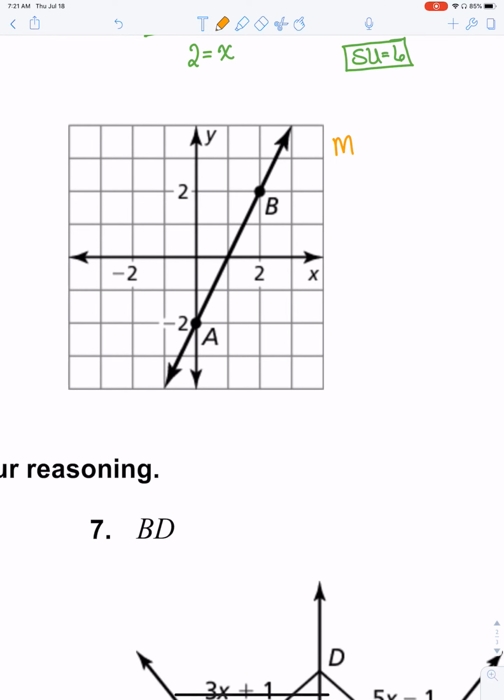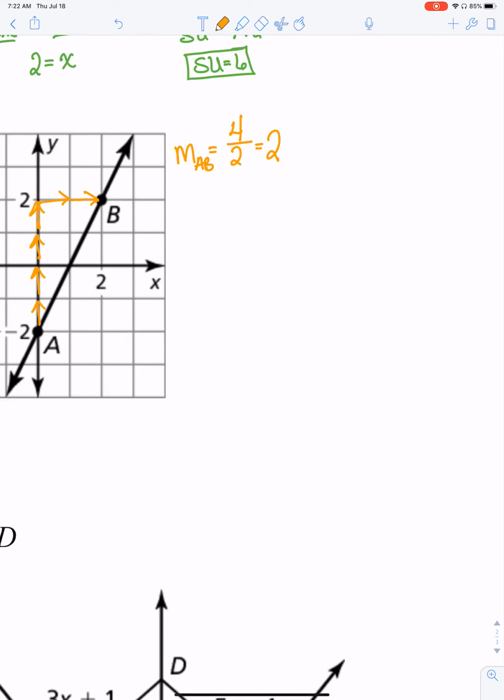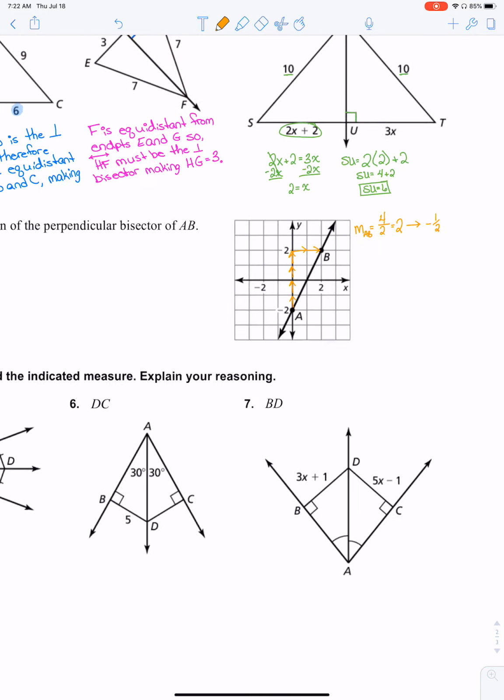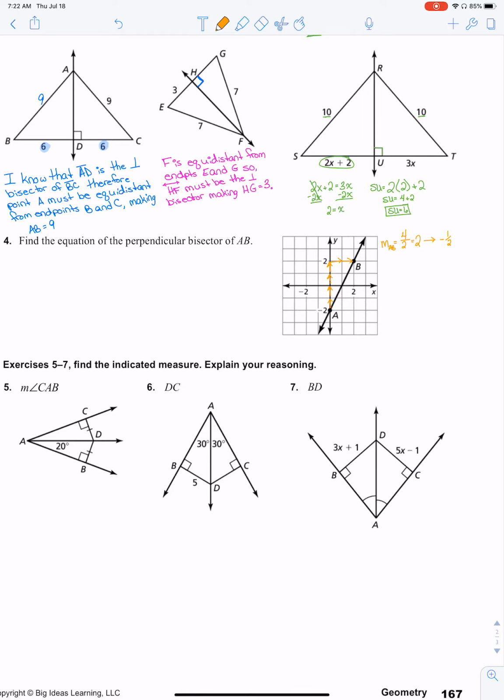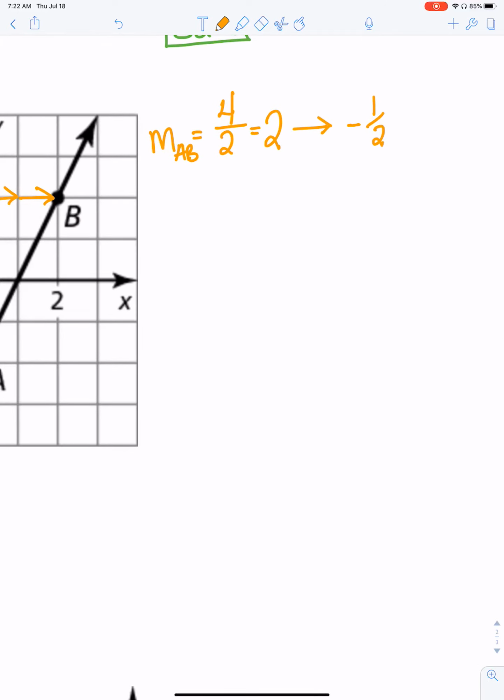The slope of AB. We're going up 1, 2, 3, 4. So our rise is 4 over our run, which is 1, 2. 4 over 2 gives me a slope of positive 2. I need to find the opposite reciprocal of that. So the opposite reciprocal of a slope of 2 gives me a slope of negative 1/2. So I know right away that the equation of my perpendicular bisector is going to be y is equal to negative 1/2 x.